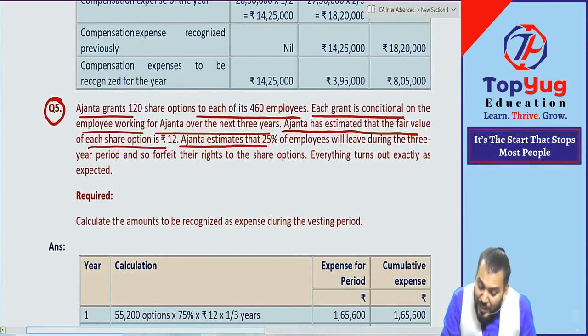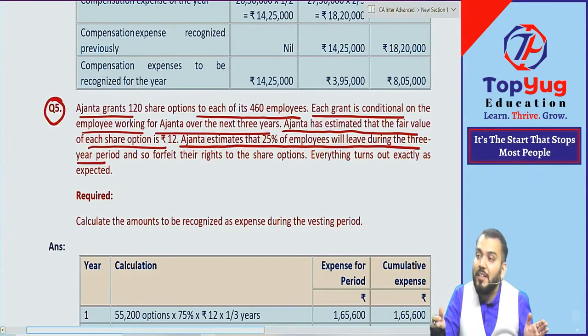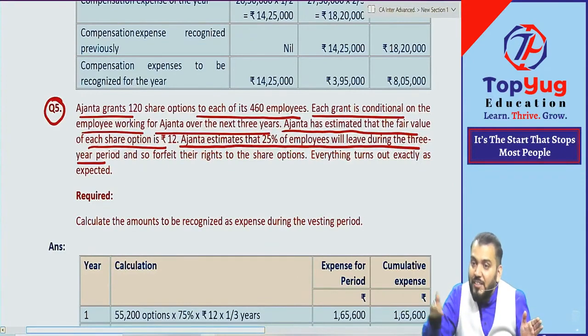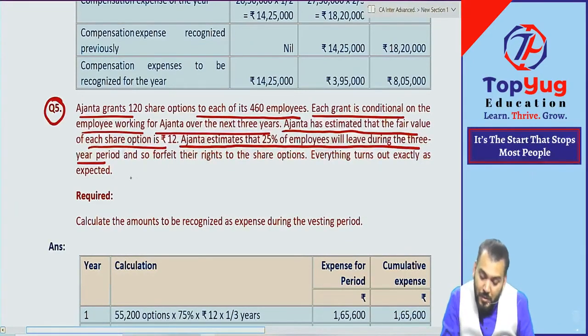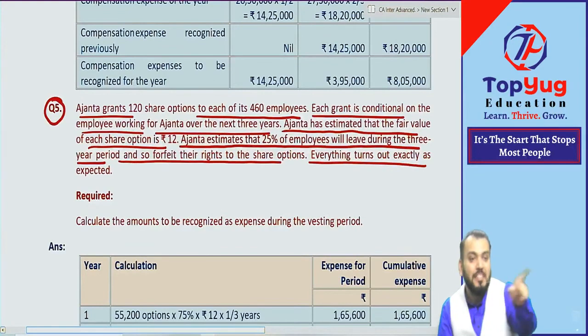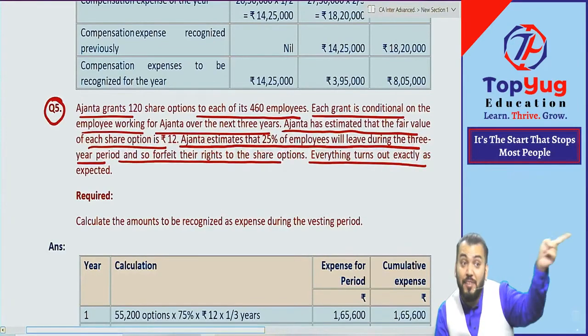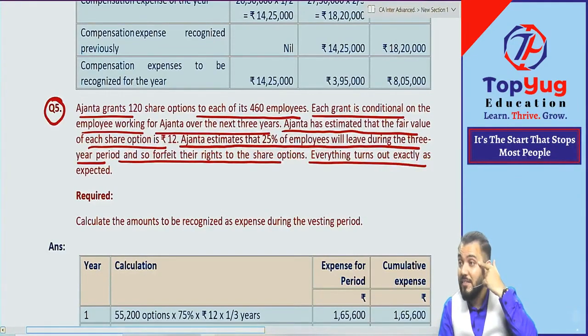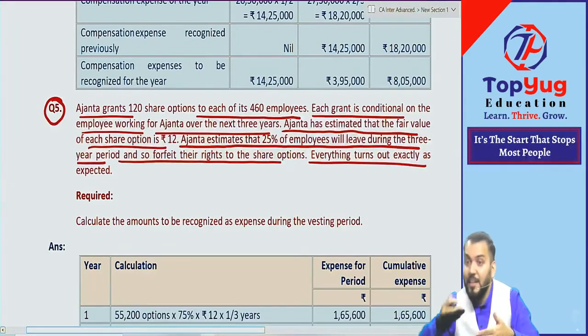Ajanta estimates that 25% of employees will leave during the 3-year period. During the 3-year period means first year, second year, third year, all 3 years. How many employees will leave, and so forfeit their right to share options? Everything turned out exactly as expected, meaning actual and expectation were the same. In my earlier question, actual and expectation were different. Remember, I had given an estimate and then the actual was different.